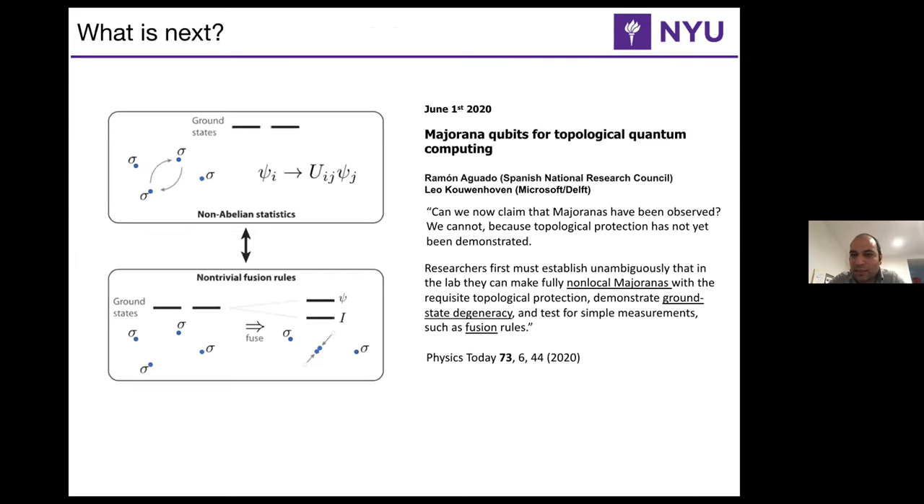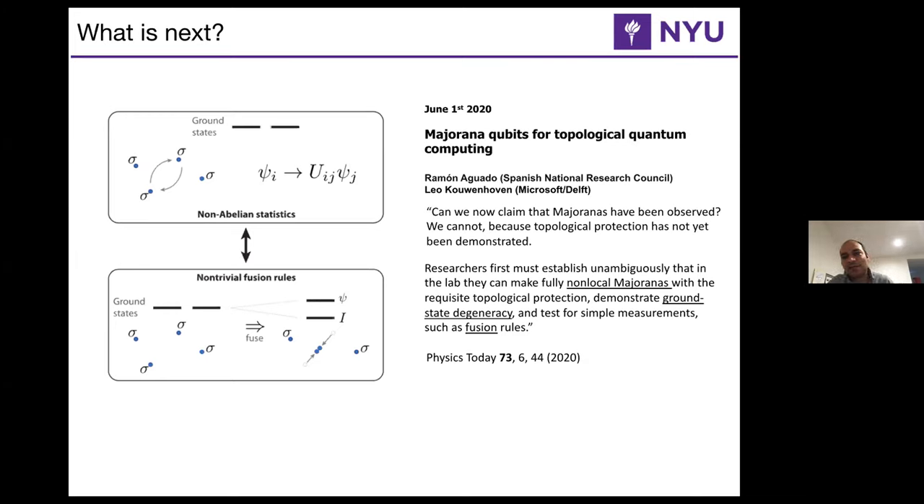Anyway, so let's say we can argue whether this is correct or not. I think we have a lot of good arguments that what we are looking at is actually interesting physics. But I really like the recent article that Ramon and Leo just wrote in Physics Today, asking: can we claim that we have Majorana? Maybe not, or the answer is, I guess, we cannot. And the next step is most important, right?